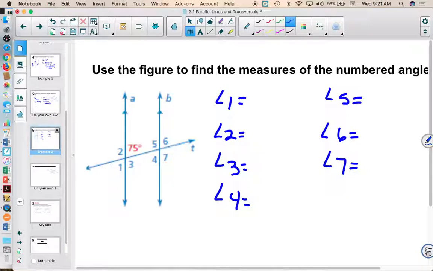Who wants to get us started? Who wants to start us out? Madison. Angle 1 is 75 degrees because it's... Okay. She says 75 degrees because it is a vertical angle. She is correct. So I know this one. Those two are vertical.